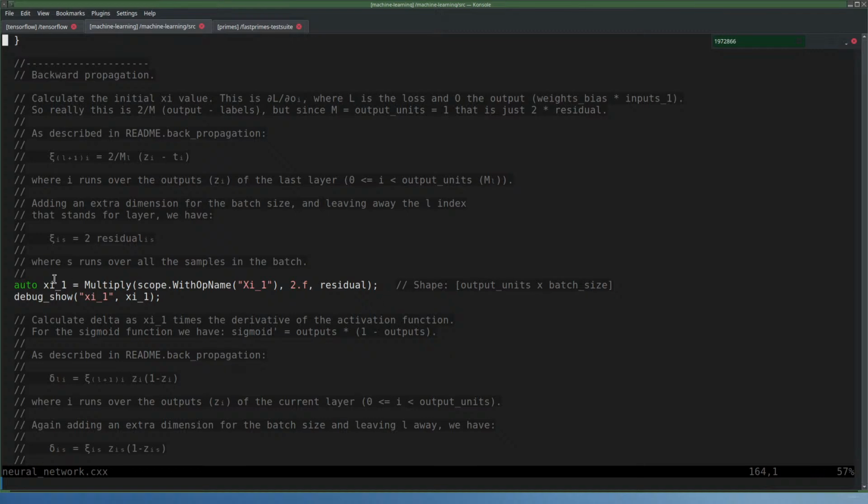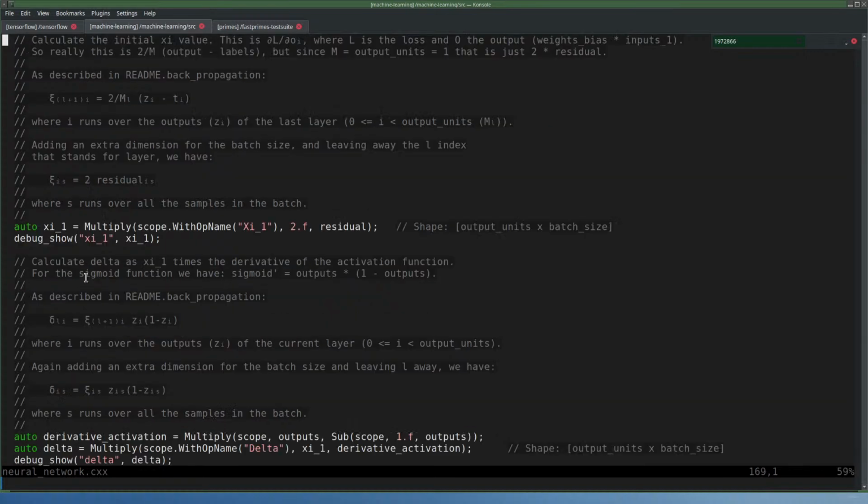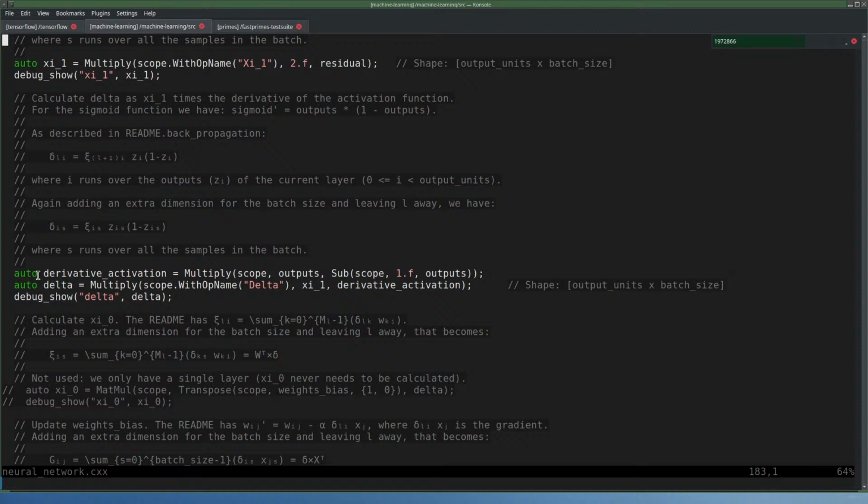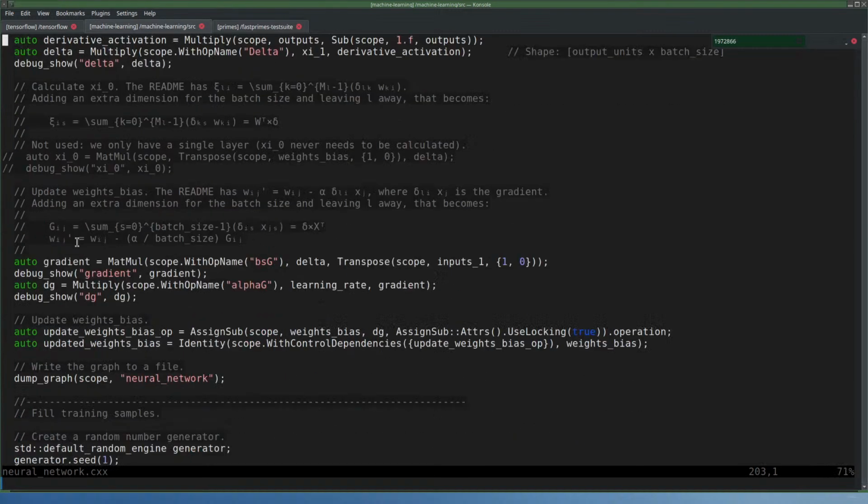Partial derivative, actually, it's still a vector. And here's the derivative of the activation function. And then we multiply those two to get the delta, whatever delta is now, mysterious delta. And then from that, with another matrix multiplication, and a transpose even, calculate the gradient, multiplied with the learning rate to get something called dg.